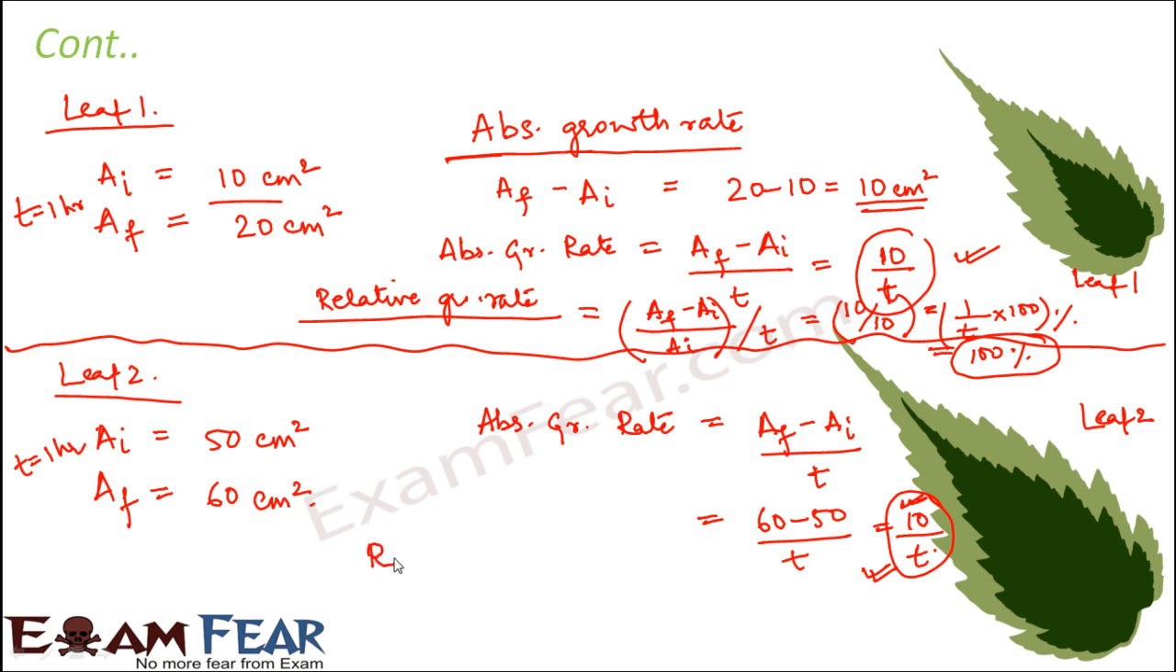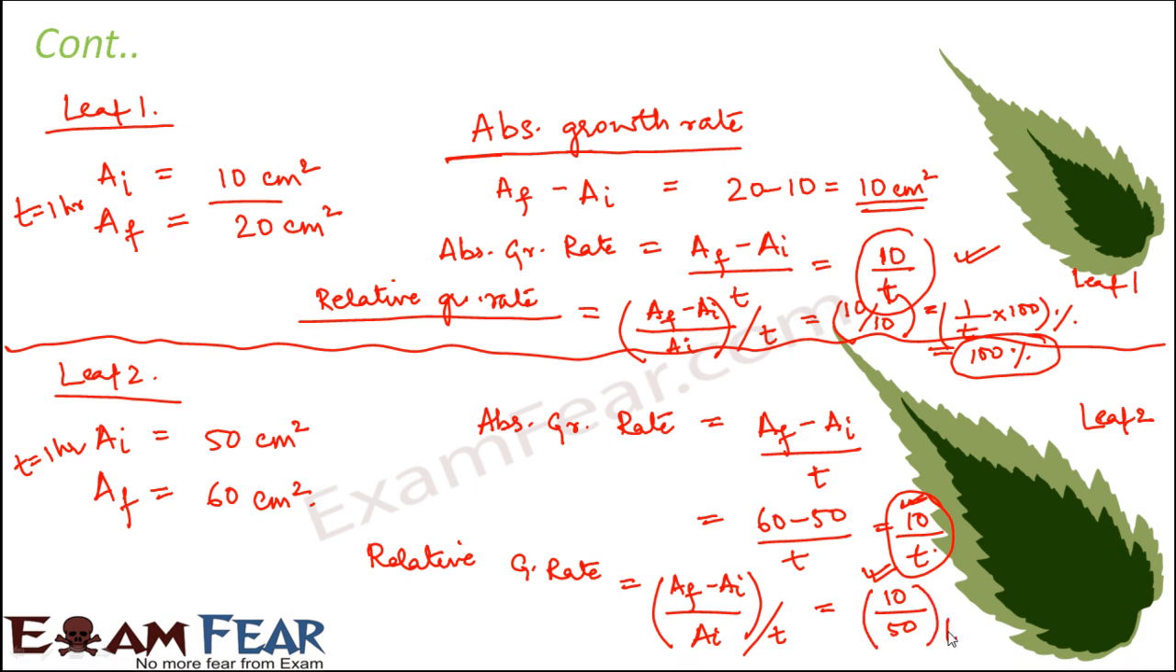Right? Now similarly, if you calculate relative growth rate in case of leaf 2, that will also be AF minus AI divided by the initial AI per unit time. So this will be 10 divided by initial AI, which is 50. So 10 by 50 per unit time, that is equal to 1 by 5 per unit time, and 1 by 5, if you want to calculate it in percentage, this will be 20. So this would be 20%.